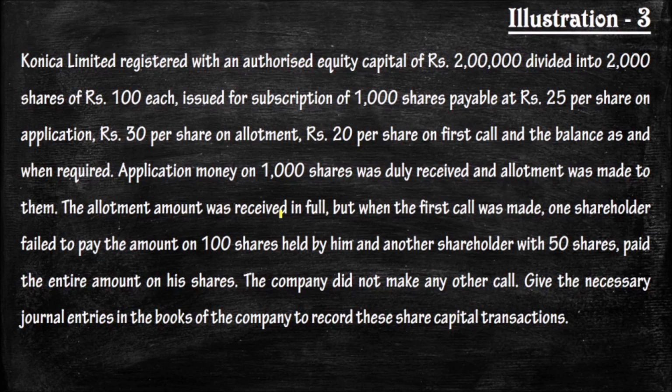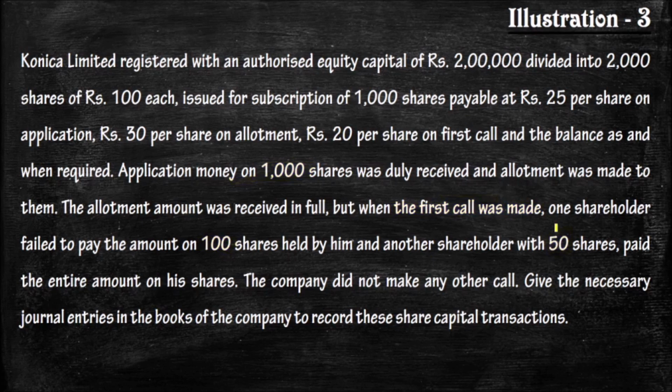Application money on 1000 shares was duly received and allotment was made to them. The allotment amount was received in full, but when the first call money was collected, one shareholder failed to pay, calls in arrear. One shareholder failed to pay on 100 shares, and one shareholder paid in advance on 50 shares. So one person made the arrear, 100 shares is the arrear and 50 shares is the calls in advance.